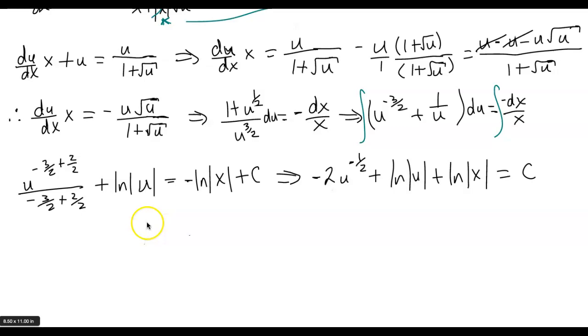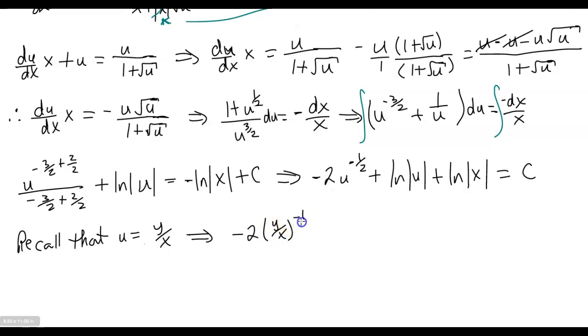So now at this point, what we want to do is go ahead and substitute in that u is equal to y divided by x. So here we want to go ahead and recall that u is equal to y divided by x. And that implies here that we have minus 2 times y divided by x raised to the negative 1/2 plus natural log of absolute value of y divided by x plus natural log of absolute value of x equals this constant here.